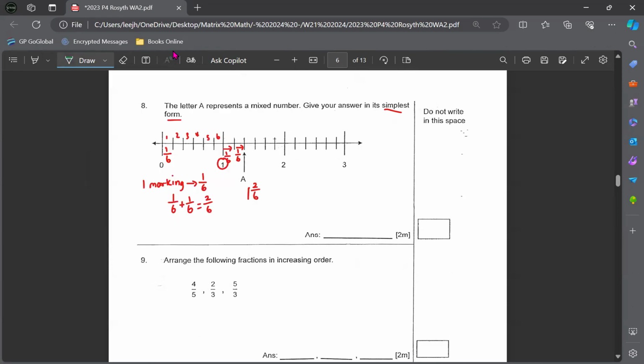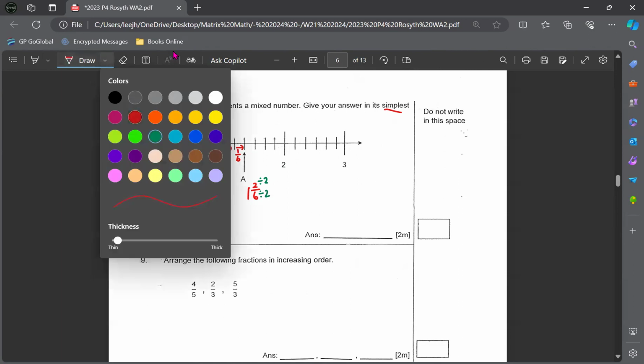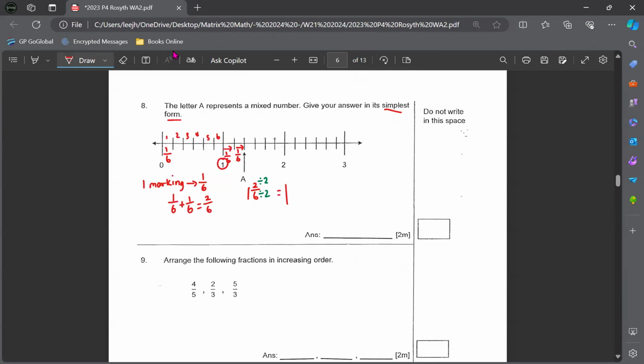You still must further divide. This 2 can be divided by 2. So your answer will be one whole, 2 divided by 2, 1. 6 divided by 2, 3. One whole, 1/3. Okay, that's your answer.